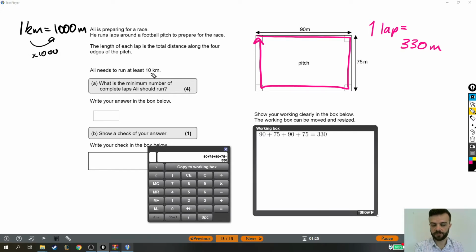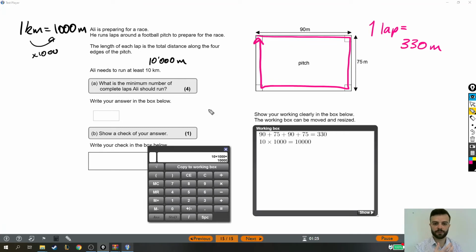So we're just going to quickly turn this 10 kilometers into meters by doing 10 kilometers times 1,000. That's what it is in meters. So it's a big number, but that's telling us that 10 kilometers is 10,000 meters. So where are we at? We know that 1 lap is 330 meters, and we know he needs to go 10,000 meters.